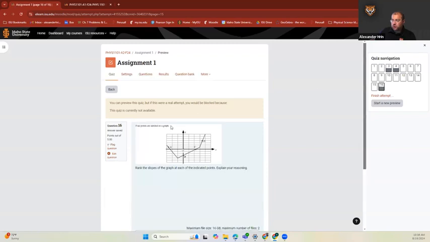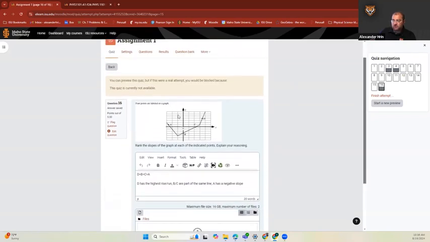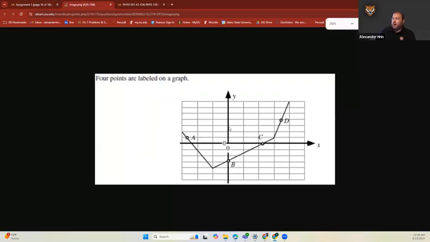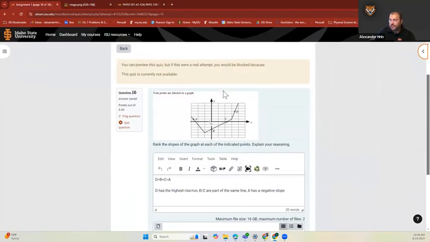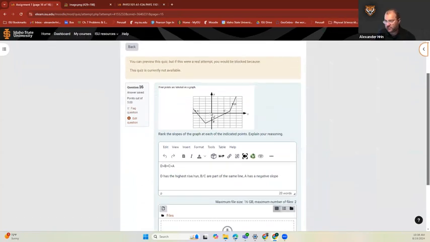Now, if I go to one of the more conceptual type questions, it would give you something like this. I'll open this image in a new tab, and it's a little small, but we can zoom in. What we've got here are 4 points labeled on a graph. Point A is on this line right here, B and C are on this line, and D is on this line. If we go back to the question, it wants us to rank the slope of each one of these points.